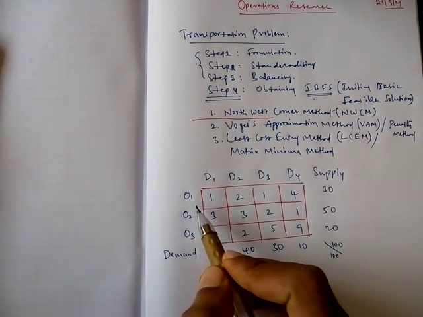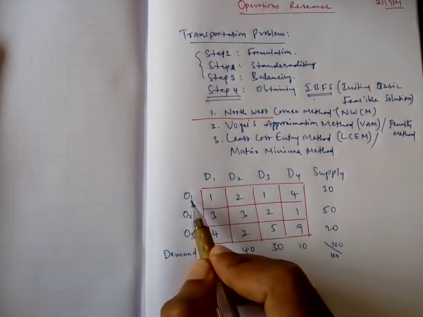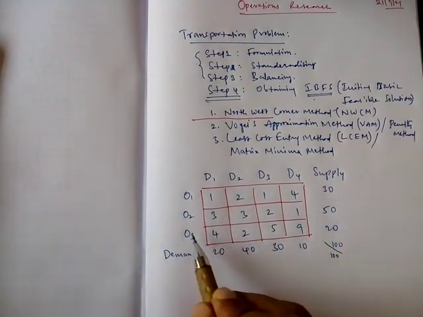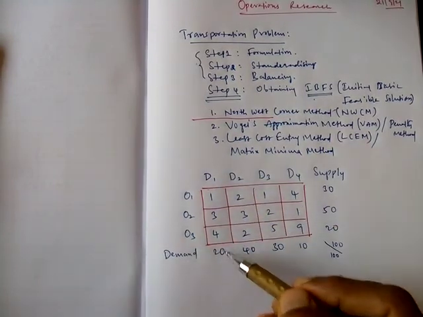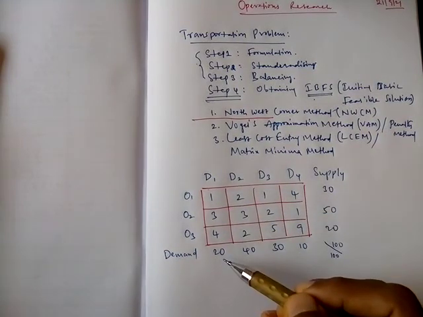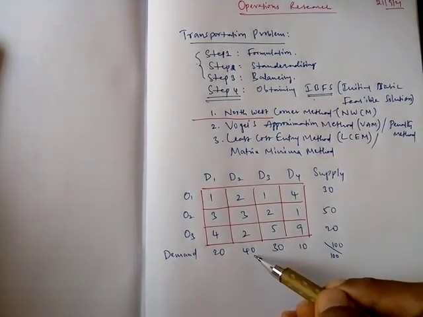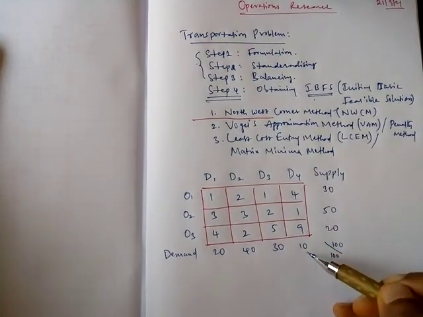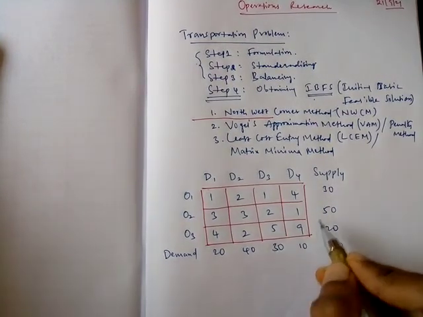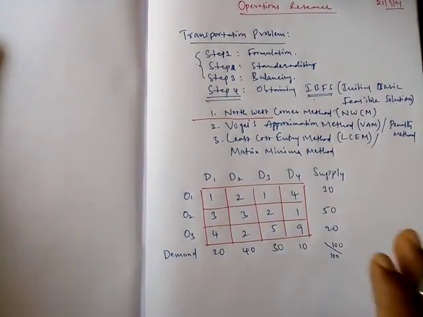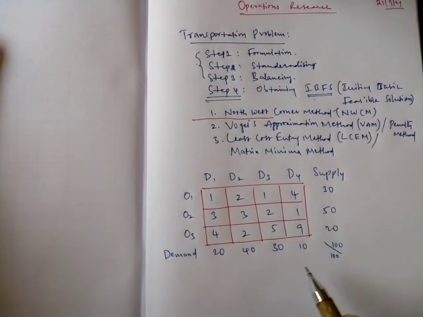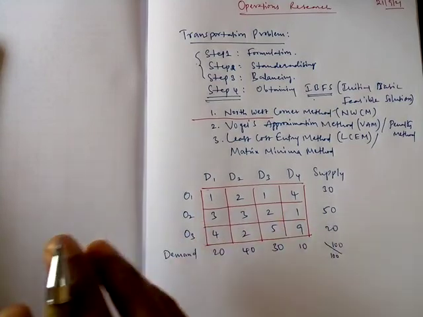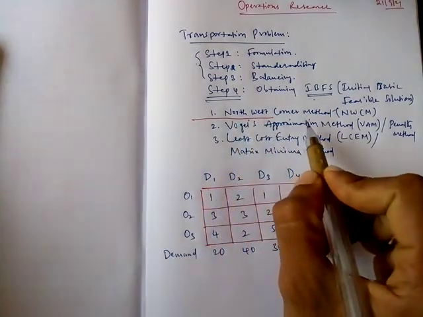O1 is supplying 30 products, O2 50 products, O3 20 products. D1 is demanding 20, D2 40, D3 30 and D4 10. So supply is equal to demand, so it is balanced. That will be discussed in another video. This is balanced, standardized, formulated, so we can directly move with the northwest corner method.